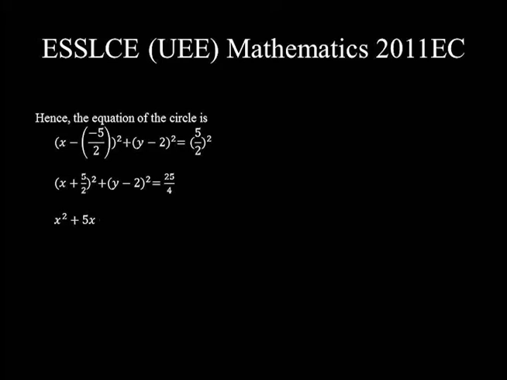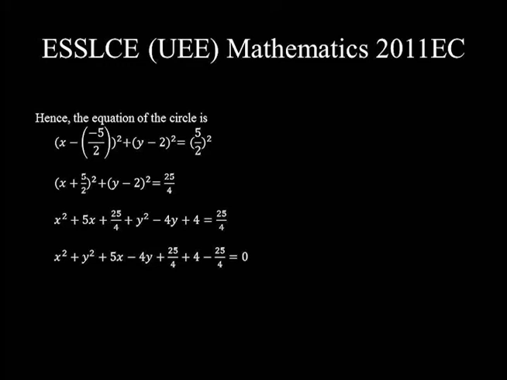which gives 25 over 4, plus y minus 2 the whole squared, that's the square of the first term, y squared, minus 2 times the two terms, that's 4y, plus the square of the second term, that's 2 squared, which gives 4, is equal to 25 over 4. Let's rearrange this equation, that's x squared plus y squared plus 5x minus 4y plus 25 over 4 plus 4 minus 25 over 4 is equal to 0.